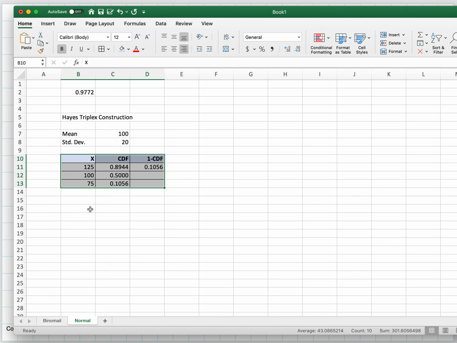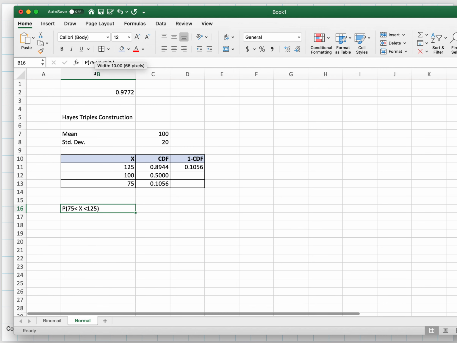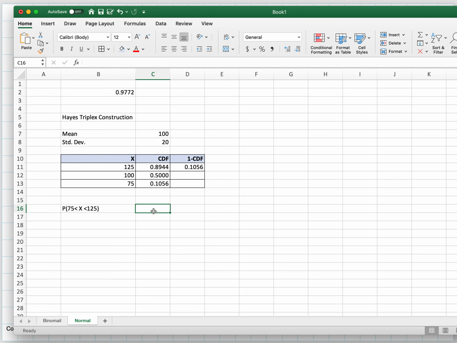Okay, what's the probability of X being, I don't incur a fine and I don't incur a penalty. So now I want X to be between 75 and 125, right? Oops. Yeah, that's my X. There it is right there. Okay, so what's that probability?